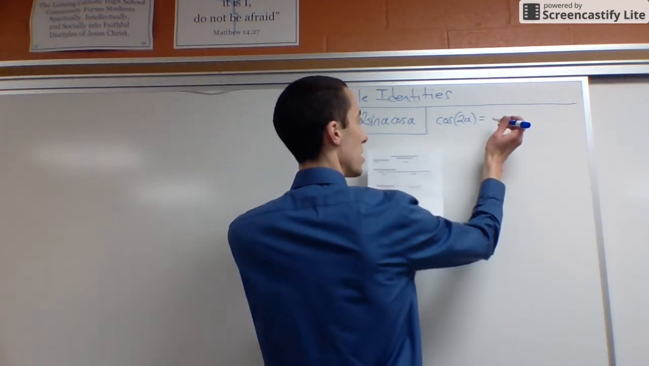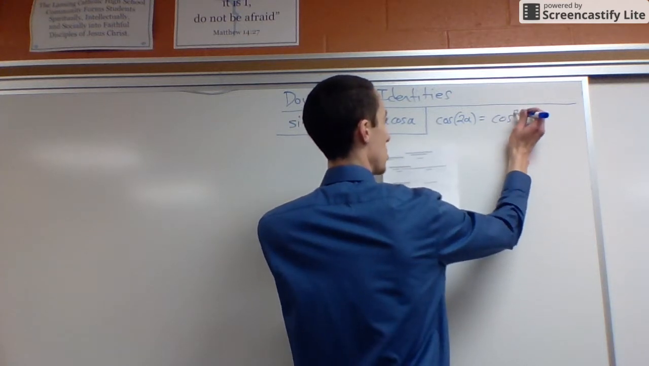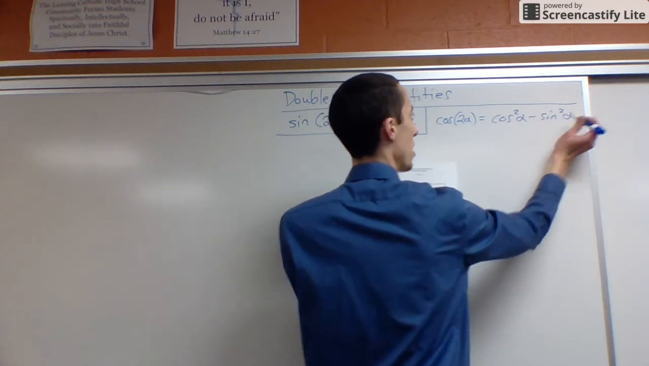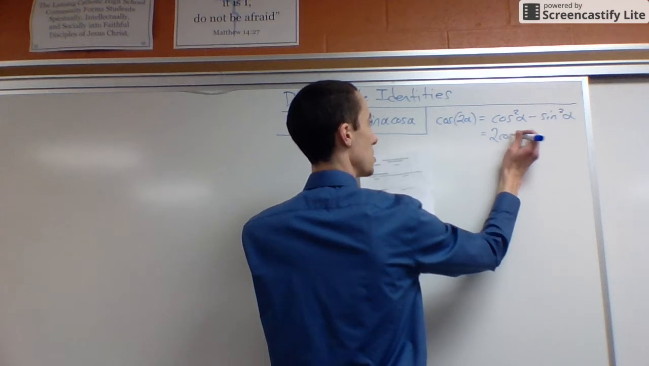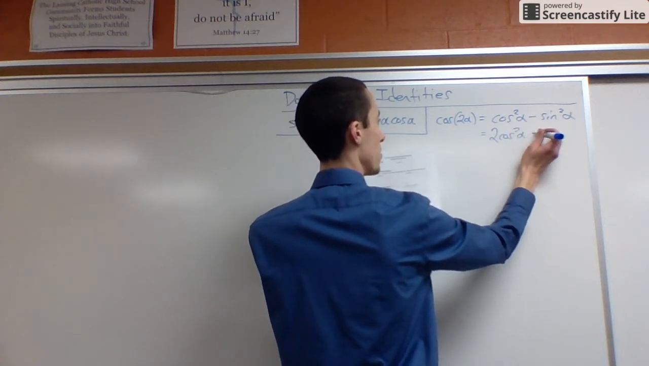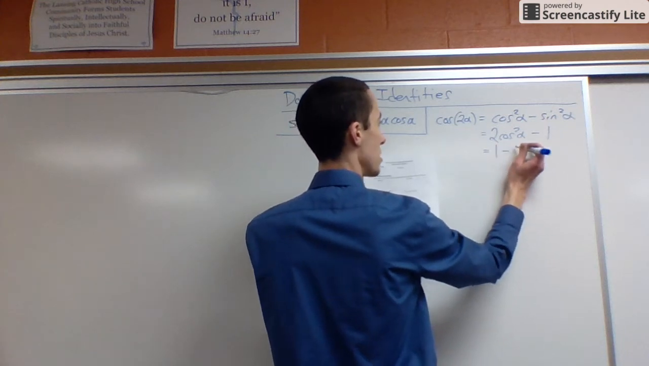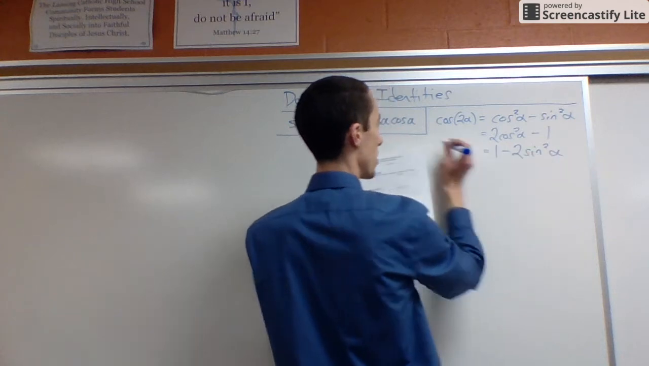For the cosine of 2 alpha, we can either use cosine squared alpha minus sine squared alpha, or we can use 2 times cosine squared alpha minus 1, or we can use 1 minus 2 times sine squared of alpha.